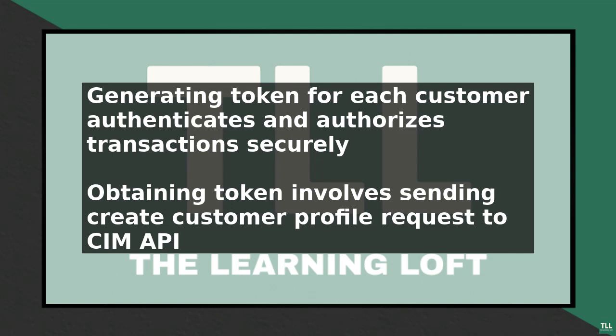To process a transaction using CIM, you will need to send a transaction request to the Authorize Net API. The request includes the token and the amount of the transaction. Authorize Net will then use the stored payment information to process the transaction.